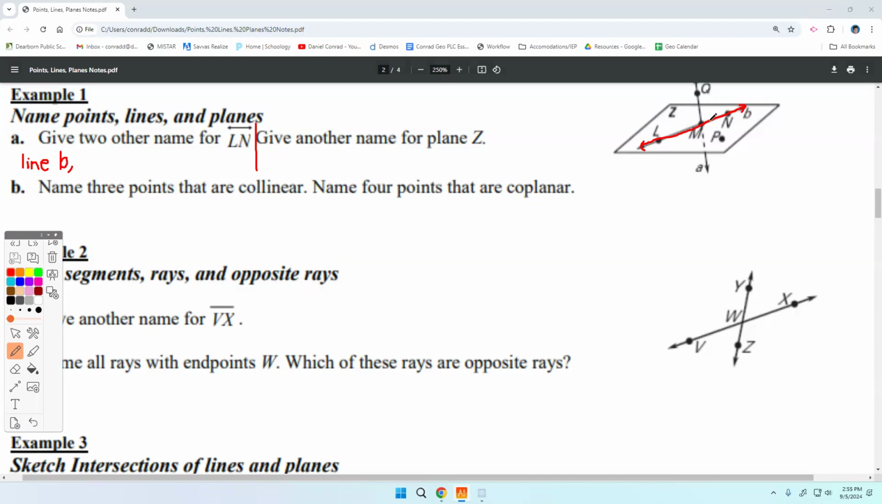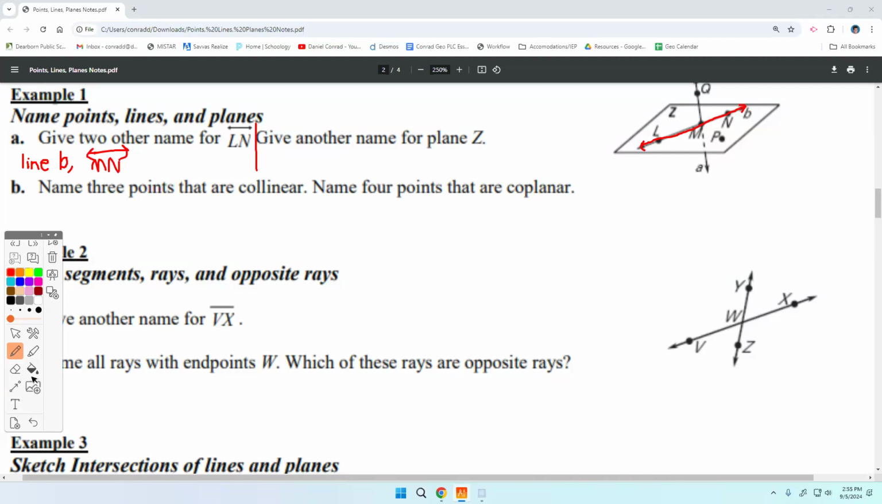The other way is you can pick 2 points that are on the line. So L, M, and N, we just want to pick 2 of them. I'm going to pick M and N. And then we can put the line symbol over top. We could have done NM, line NL, line ML or line LM. All of those would be good as long as you're putting the line symbol on top.